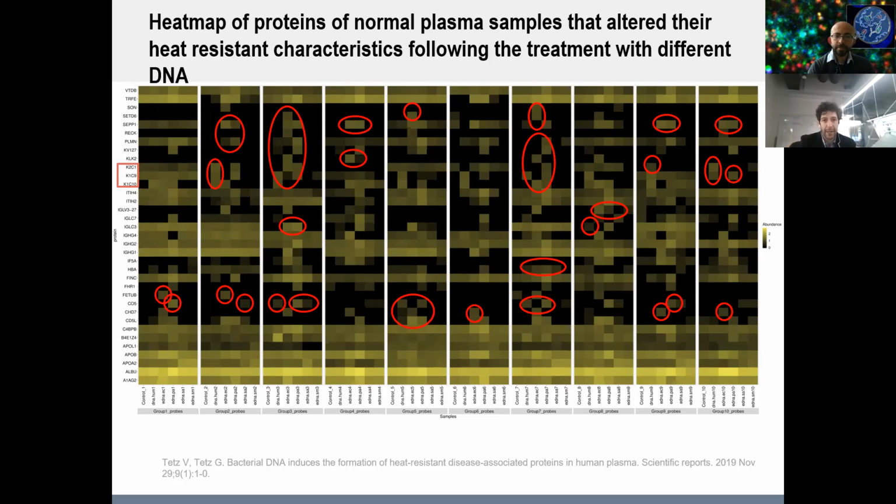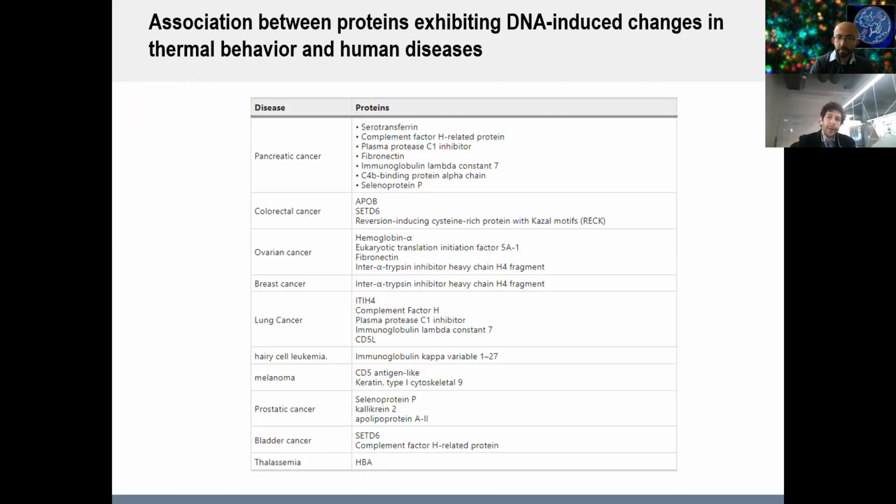While bacterial DNA changed not only these proteins, but also a variety of other proteins from the blood plasma. And we next analyzed the association between proteins that change their thermal behavior and human diseases. So we conducted a PubMed search and found that the majority of these proteins were previously found to be associated either with cancer progression or with some congenital diseases. Some of them are even used as tumor biomarkers.